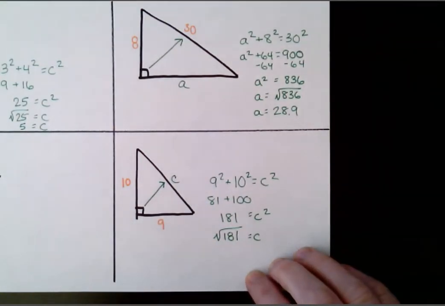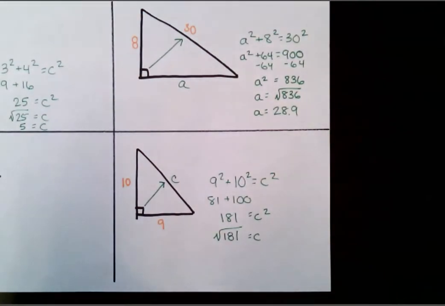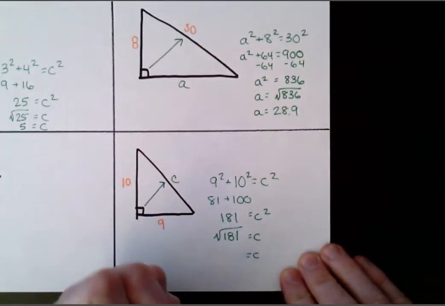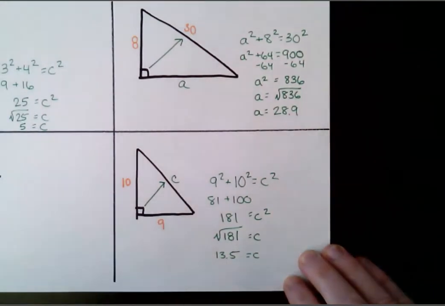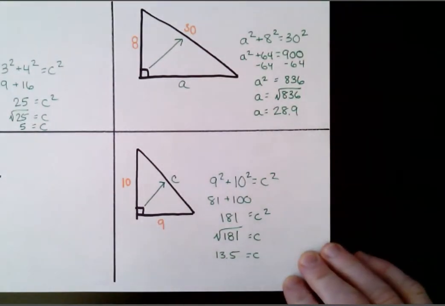181, and we should be good at estimating these now. It should be a little less than 14, I believe. And I get 13.5. Actually, it's right in between 169 and 196.